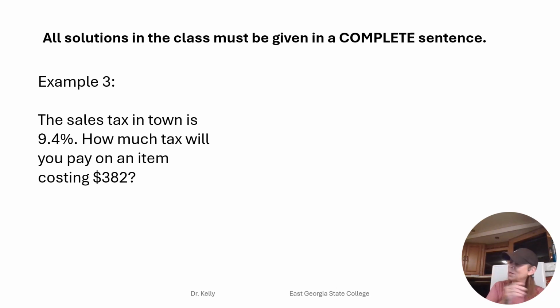All right, so again, I want to remind you that all solutions in this class must be given in a complete sentence. If I give you the question in a sentence, you give me the answer in a sentence, okay? So let's take a look at this example. This example says that the sales tax in town is 9.4%. How much tax will you pay on an item costing $382?